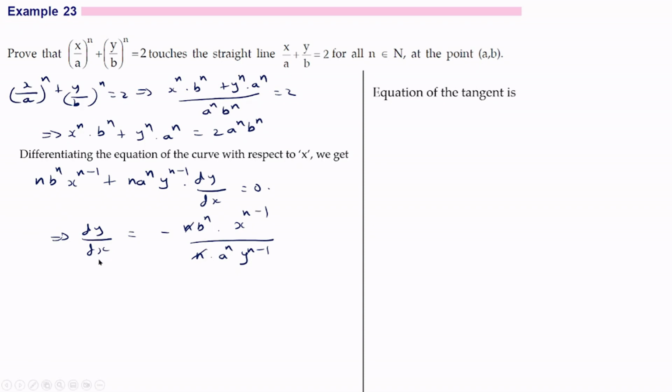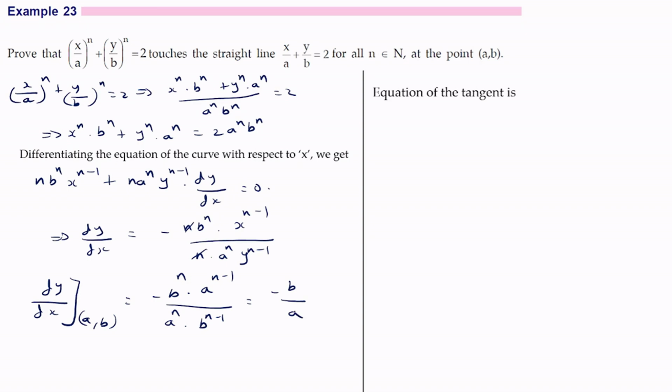And now let us find dy/dx at this point (a, b). dy/dx at (a, b) is equal to -b^n·a^(n-1) / (a^n·b^(n-1)). So this is nothing but -b/a. It is b^(n-n+1) / a^(n-n+1), so this is -b^1 / a^1, which is -b/a.